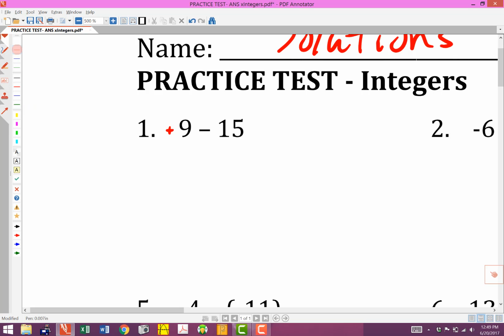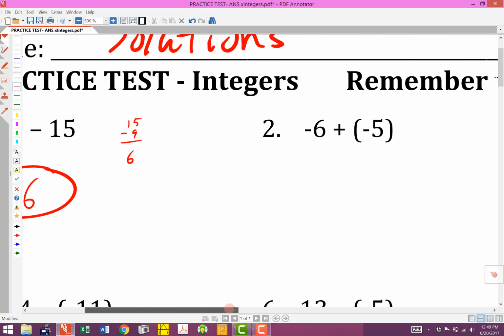So what we've got here is different signs. If we've got different signs, we're going to find the difference. If you need to do a little subtraction problem off to the side and figure out that the difference is 6, that would be fine. But remember, the answer is not plain old 6. We've got to figure out whether it's positive or negative. So we look at the two numbers, and if you need to, I recommend covering up the signs. The 15 is definitely bigger, and it's negative, so the answer on this one is going to be negative 6.